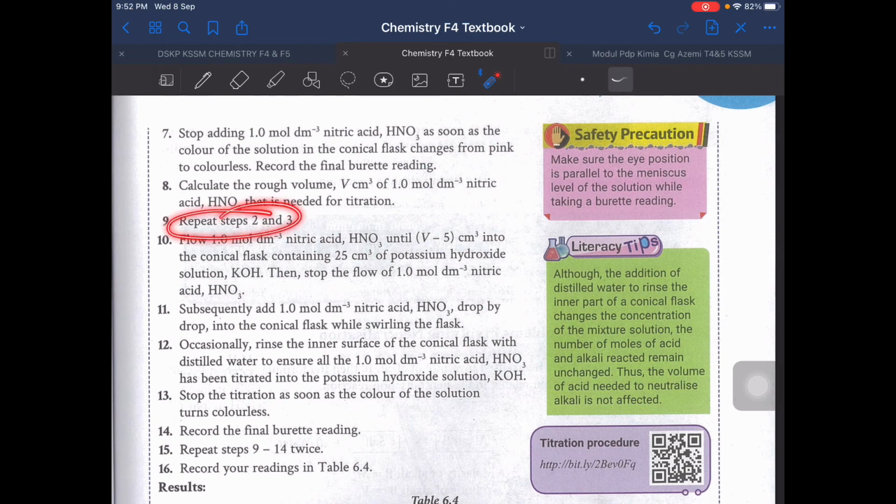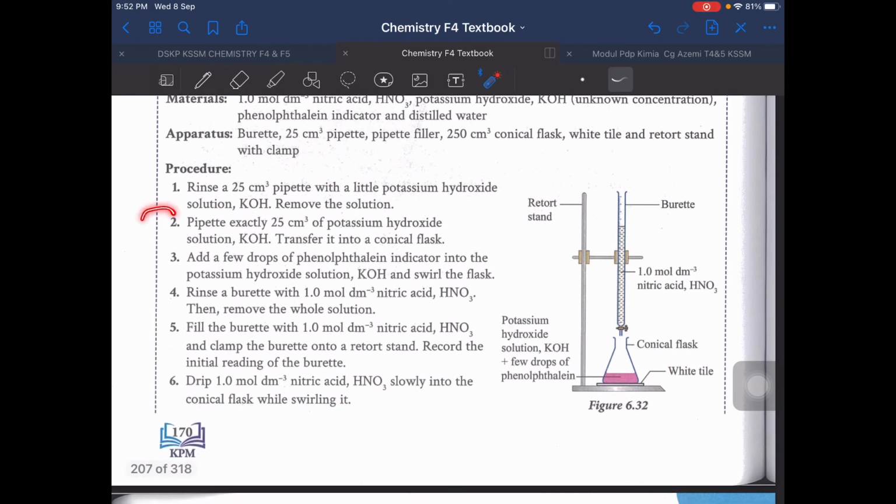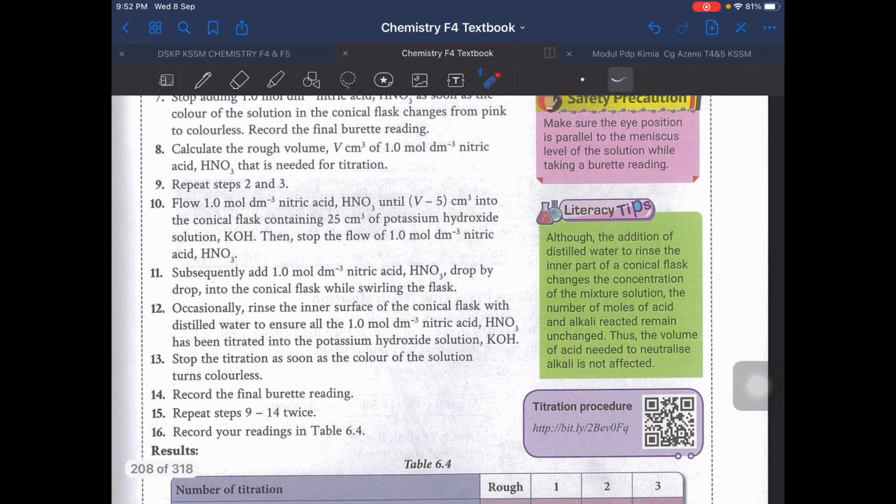So, repeat steps 2 and 3. What is steps 2 and 3? 2, you need to pipette again potassium hydroxide here. Okay, and then you need to put a few drops of phenolphthalein. You repeat again, step 2 and 3. And then flow 1.0 mole per cubic decimeter of the acid just now, until the volume. Okay, until the volume tadi. Volume tadi itu adalah V. V adalah volume yang kita dapat daripada titration yang awal-awal tadi tu. Okay, into the conical flask containing 25 cubic centimeter of potassium hydroxide.